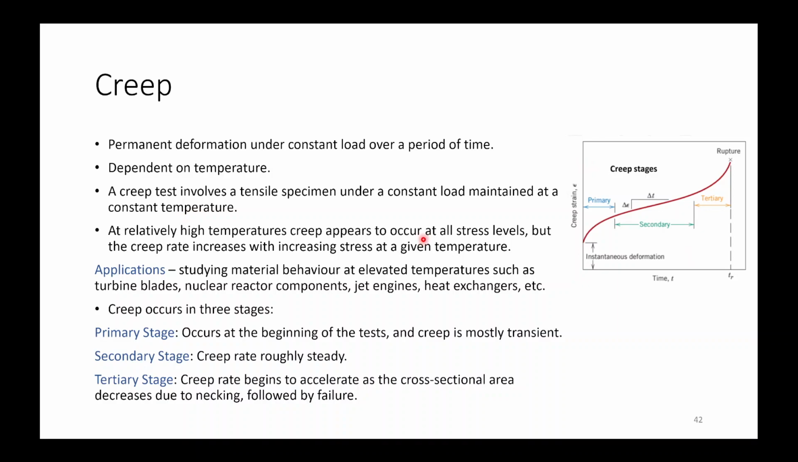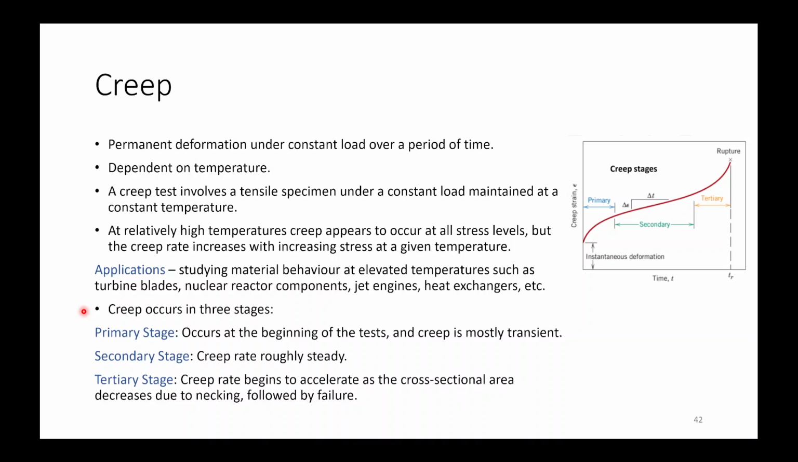At relatively high temperatures, creep appears to occur at all stress levels, but the creep rate increases with increasing stress at a given temperature. So the applications of this particular property is studying material behavior at elevated temperatures, such as turbine blades which work at high temperatures, and nuclear reactor components, jet engines, heat exchangers. So for all these, before applying some materials to these, they should be measured for their creep strength.